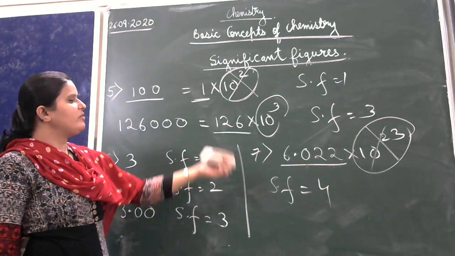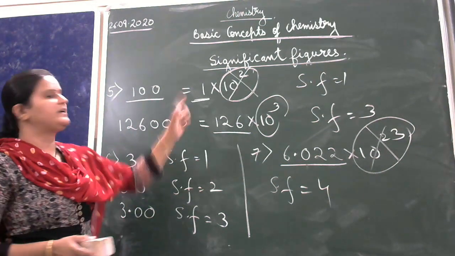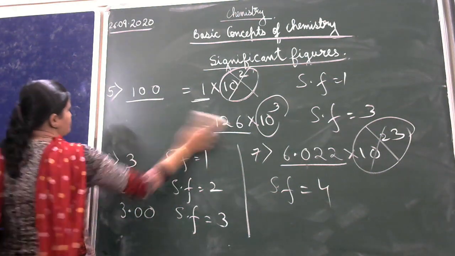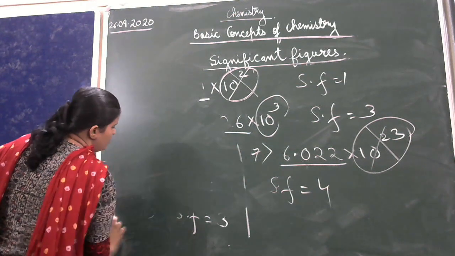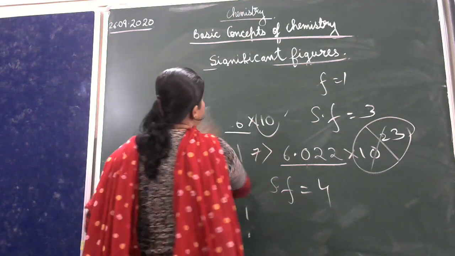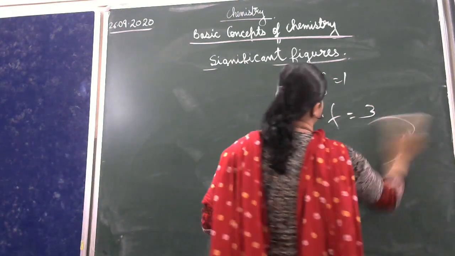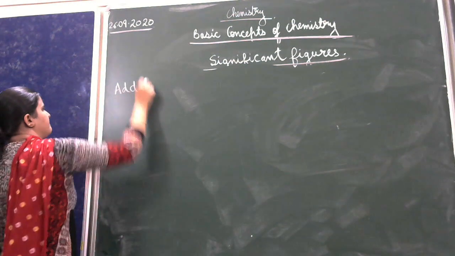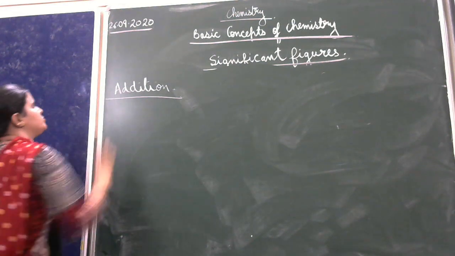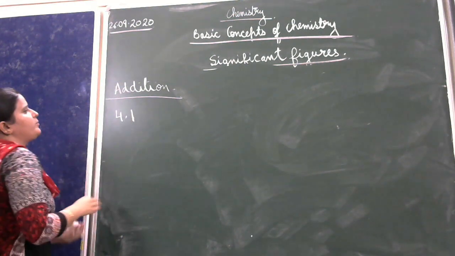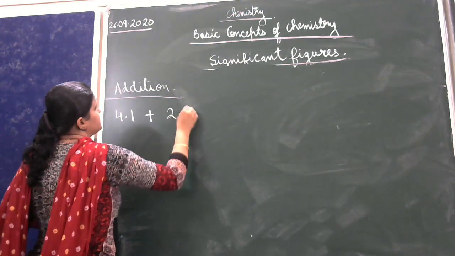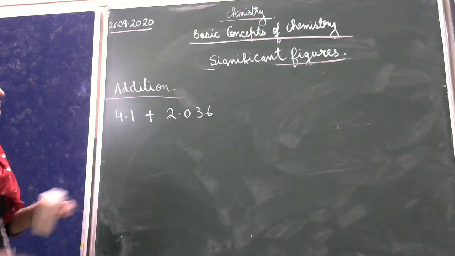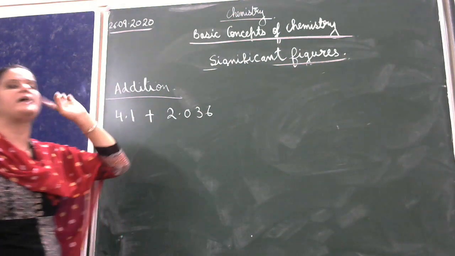So this is how you are going to calculate the significant figures for different types of numbers. And one more thing, for addition and multiplication: how to get the significant figures for the answer. Now suppose for addition, what are you going to do? Suppose the numbers given to you are 4.1 plus 2.036. This is the question given to you. I am just asking you how many significant figures will be there in your answer.